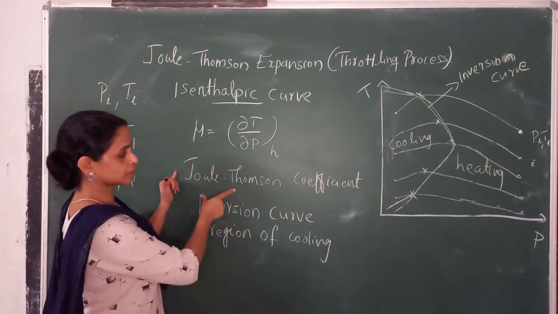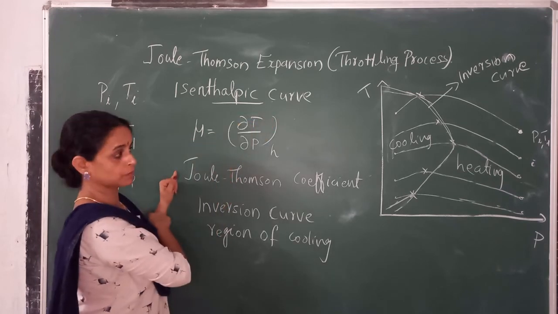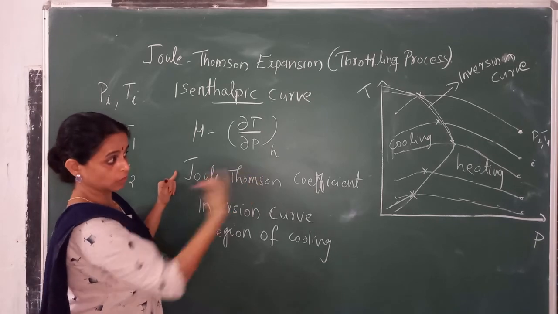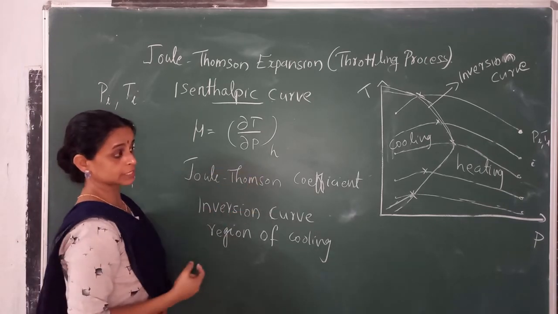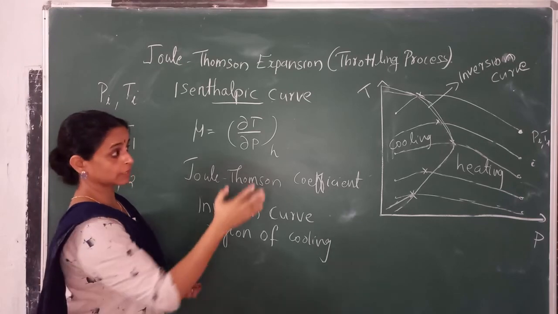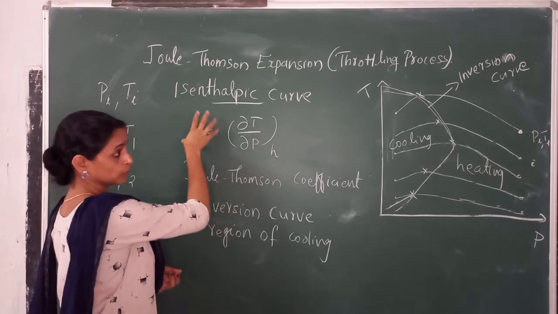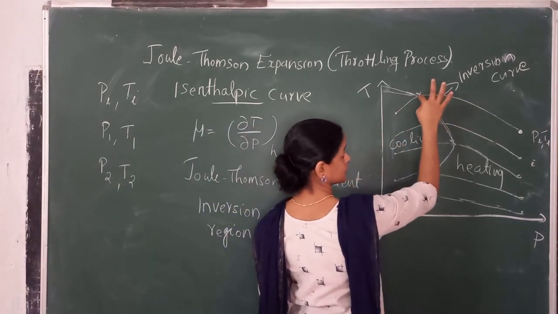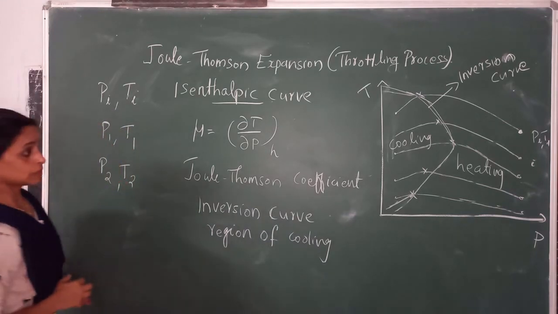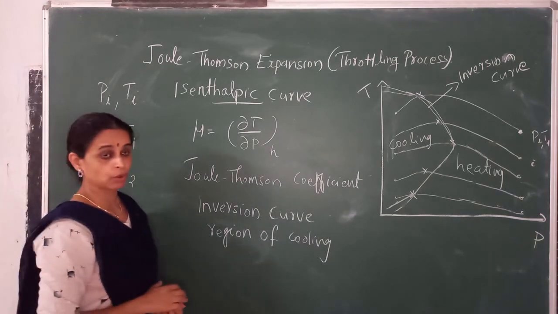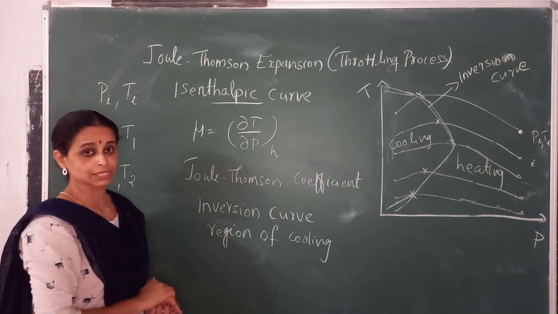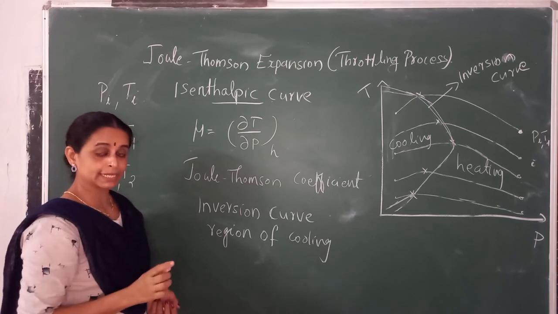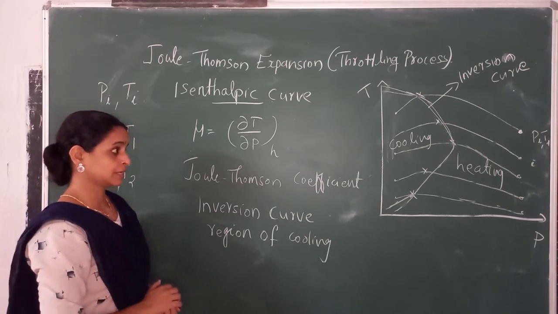So the Joule-Thomson coefficient is 0 at the maxima points, positive in the cooling region and negative in the heating region. So we have three different values for mu in the same isenthalpic curve: positive slope, negative slope, 0 slope. Next we can derive the equation for this Joule-Thomson coefficient, and see what is the peculiarity of the Joule-Thomson coefficient for an ideal gas and for a van der Waals gas.